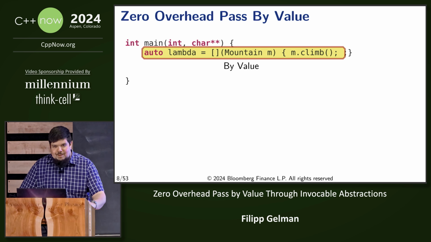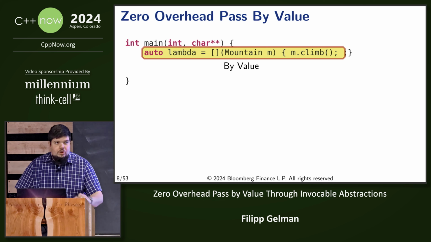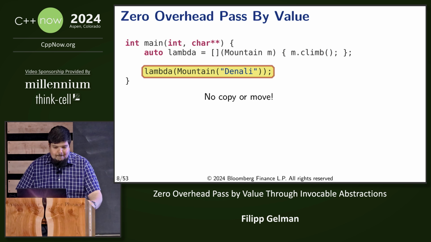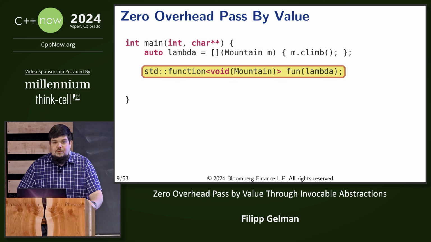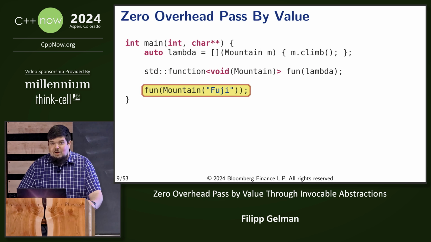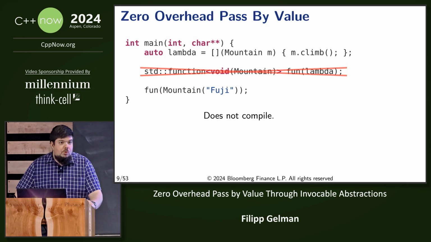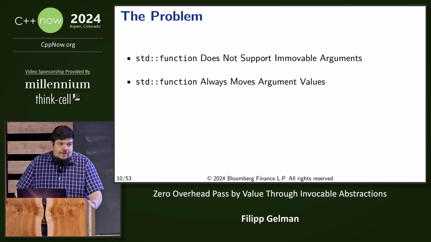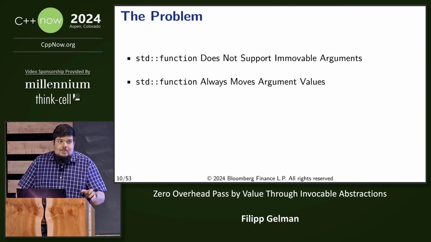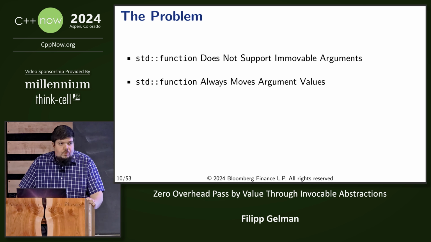So lambdas work the same. We can pass the values through. No copy, no move. Works great. But if I try to put the lambda in something like an std function and pass a mountain to that, this won't compile. Now, the reasons why it won't compile boil down to the fact that std function and other abstractions like it move the arguments that are passed by value.